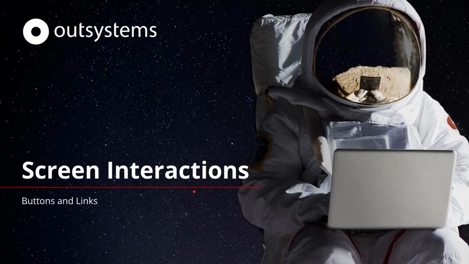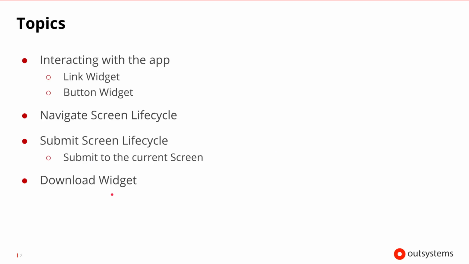Welcome to Screen Interactions. In OutSystems, several of the screen interactions will begin with buttons and links. So in this session, we're going to focus on interacting with our app and using the link widget or the button widget to do that. And with link and button widgets, we can either navigate or we can submit to different screens. So we'll look at the navigate screen lifecycle, and we'll also look at the submit screen lifecycle and how when we submit to the same screen, there may be a few different ways we can do that.